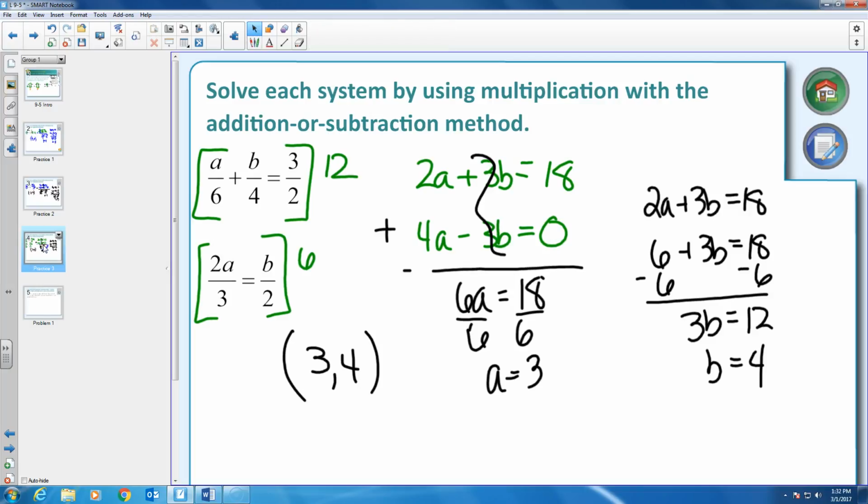So, a lot similar to what we did last night. The only thing now is you may have to multiply one or both equations to eliminate a variable, so you can get inverses so they will cancel each other out. Okay, we're going to look at one story problem and then we're done.